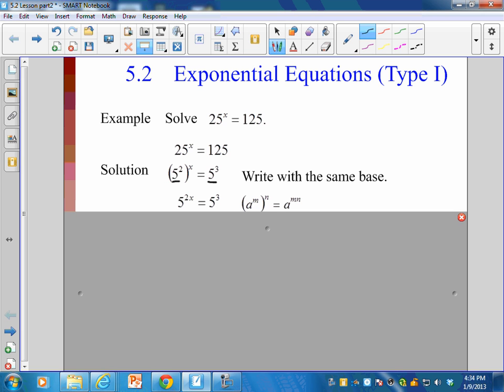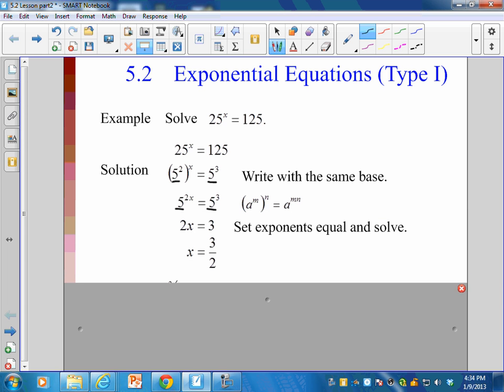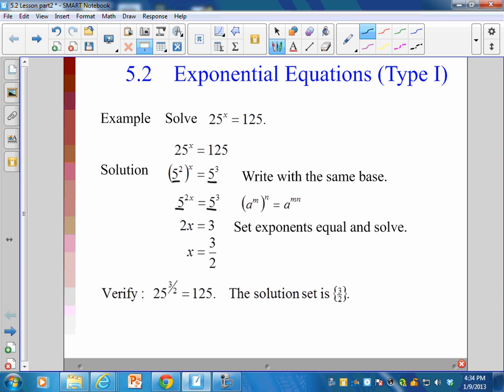And then using the power of exponents, 5 to the second power to the x power is 5 to the 2x power. So both sides of the equation now have the same base, and they're equal to each other, so the exponents must be equal to each other. We set 2x equal to 3, solve for x, and we get x equals 2/3. If you put 25 to the 2/3 power in your calculator, you're going to get 125.